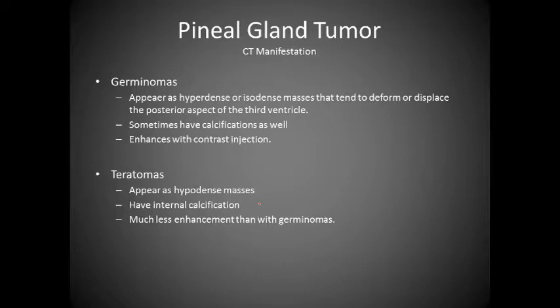Germinomas appear as hyperdense and isodense masses that tend to deform or displace the posterior aspect of the third ventricle. So germinomas are going to have abnormalities in the third ventricle. Sometimes they have calcifications as well, and they enhance with contrast injection. So germinomas are going to be around the third ventricle, and they're going to enhance with contrast injection. Teratomas appear as hypodense masses and have internal calcifications and much less for the patient.